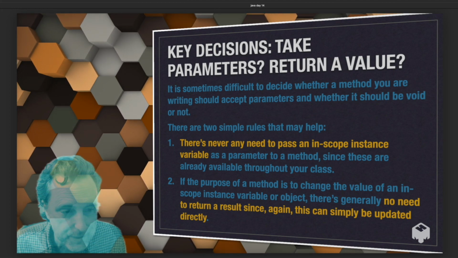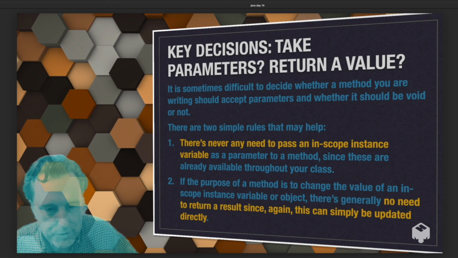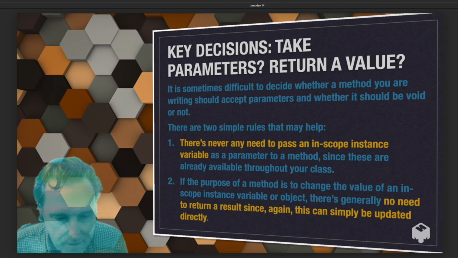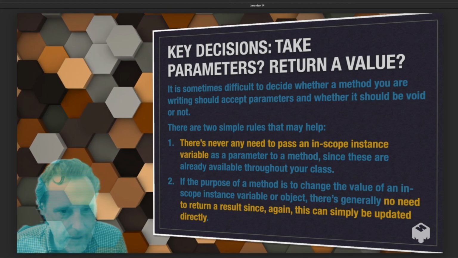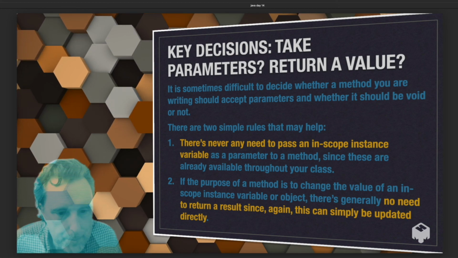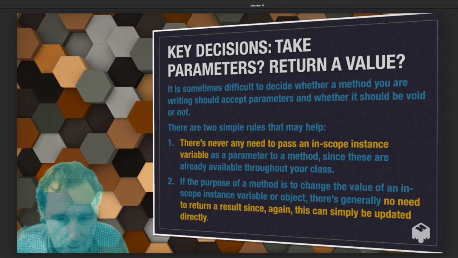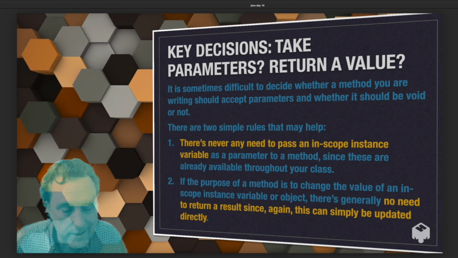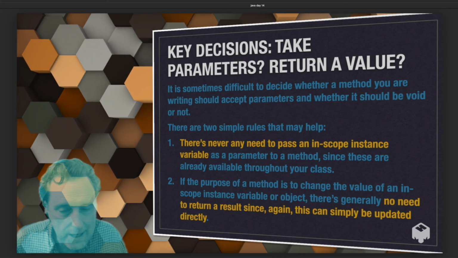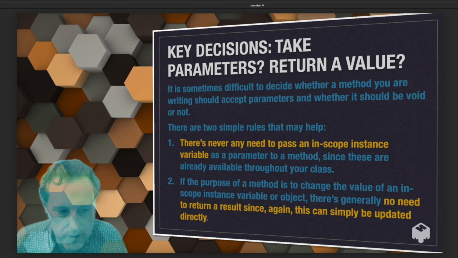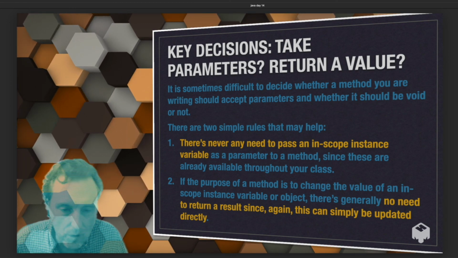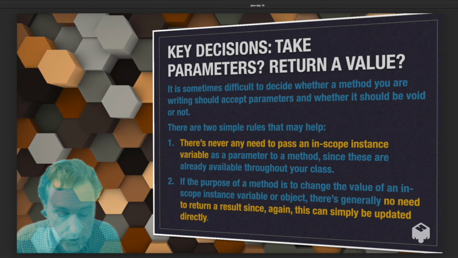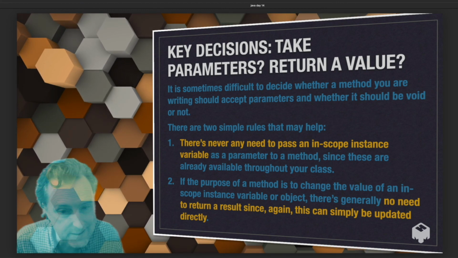That's their thing. There's no need to pass an instance variable to the method to do something to the instance variable, because the instance variable is already accessible in your method. You can just refer to it. And then in terms of returning a value, if the purpose of the method is to change the value of an in-scope instance variable or object, there's probably no need to return the result, because changes you make to an in-scope instance variable in your method are actually changing the value of that in-scope instance variable. You don't generally need to then also return the value of the variable to the calling line of code. On that calling line of code, you can just access that in-scope instance variable because it's in scope.